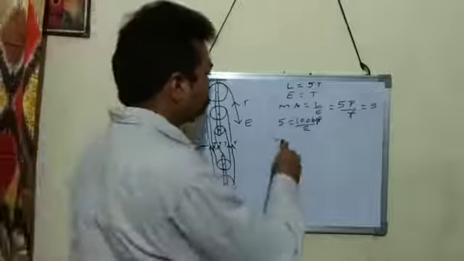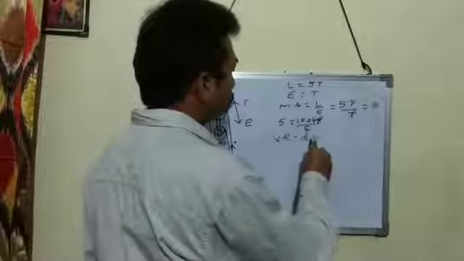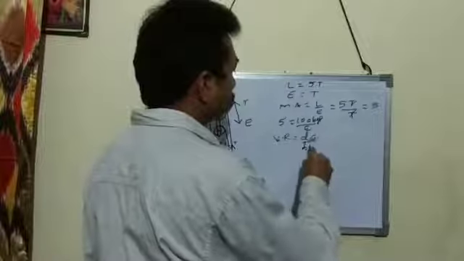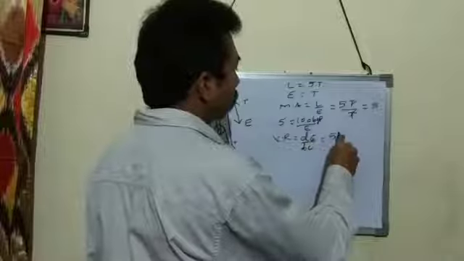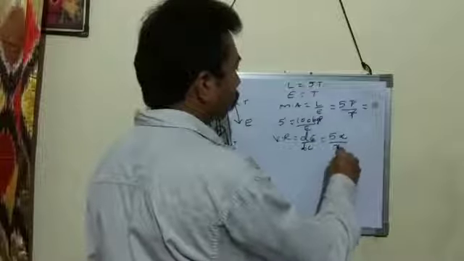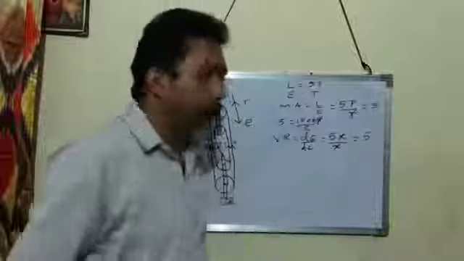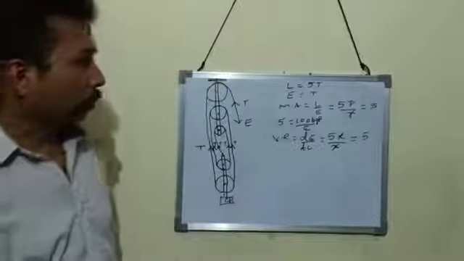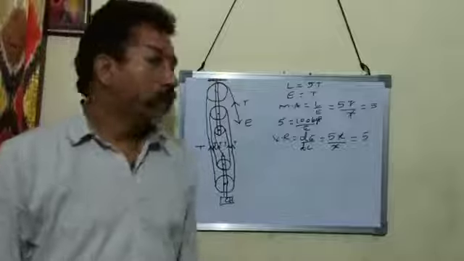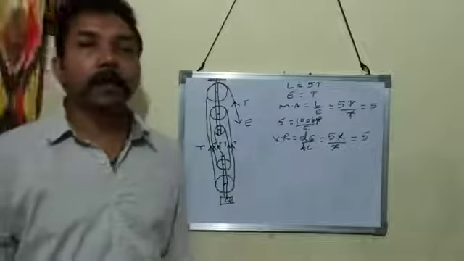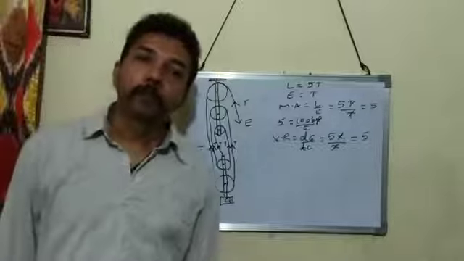So velocity ratio is equal to displacement of effort upon displacement of load. If displacement of effort is 5x, displacement of load is x. So velocity ratio will be 5x upon x, equal to 5. So this is the block and tackle system of odd number.